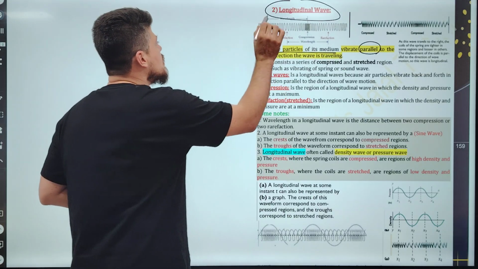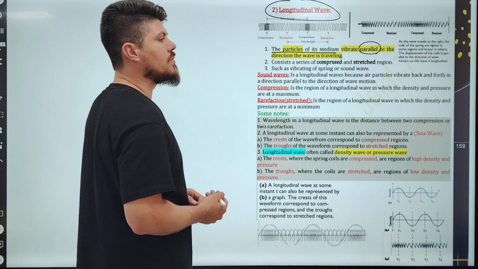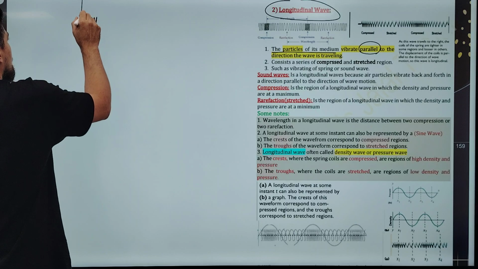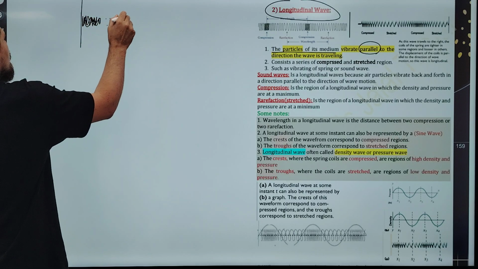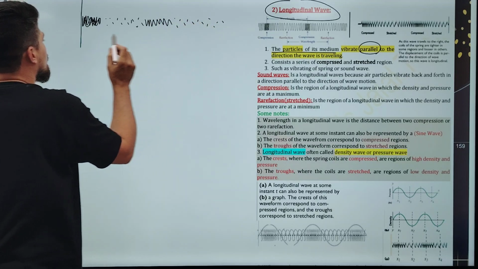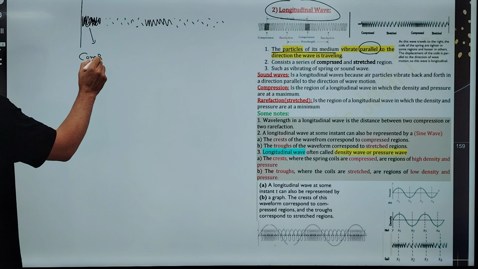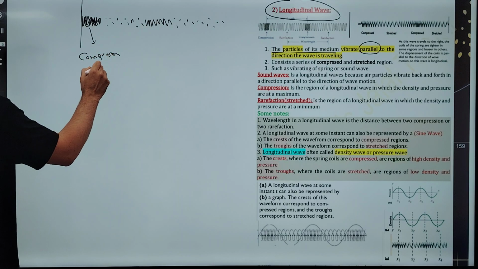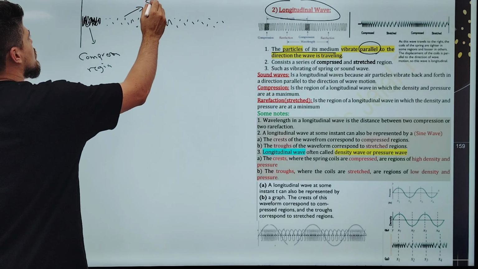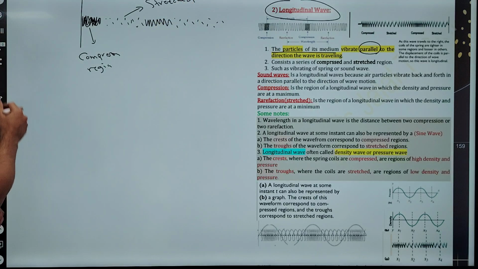So in a longitudinal wave, how do particles vibrate? Parallel to what? To the direction of the wave. For example, if we have a sound wave, what is this region? This is the compression region. And this region is the rarefaction or stretched region.